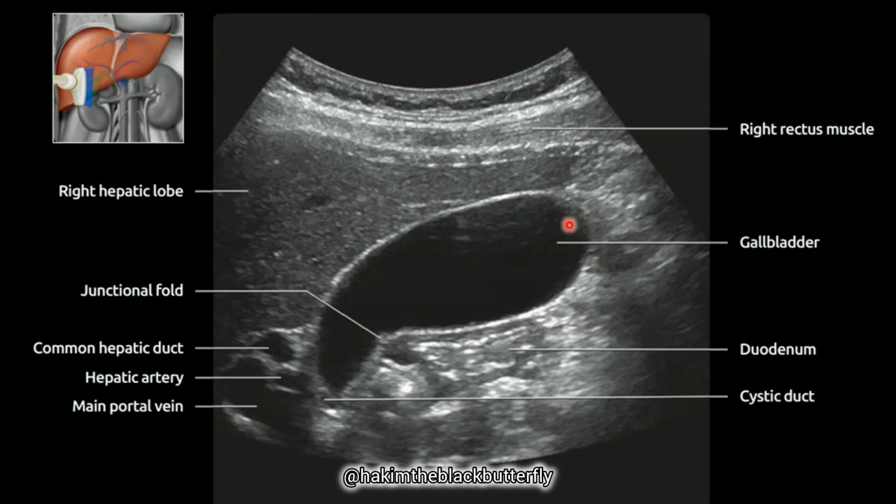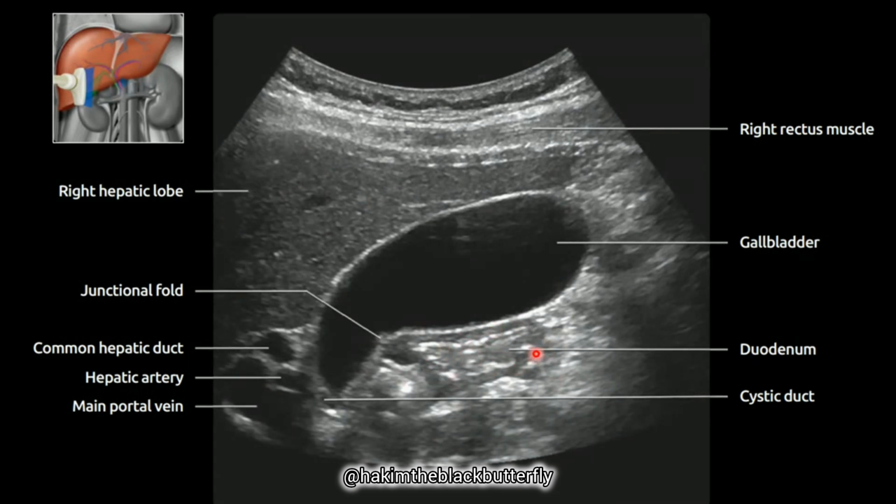We have the fundus of the gallbladder. Of course, this central portion is the body, and then we have the neck down here. So you can see the relations. Anterior to it, we can see the right lobe of the liver. Posterior to it, of course, we have the duodenum. This is the duodenum here.